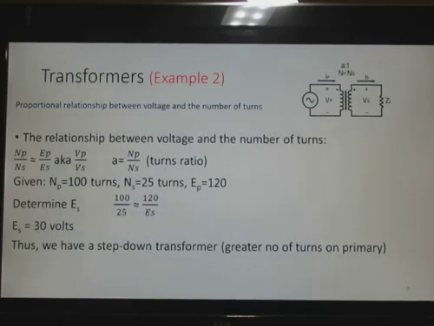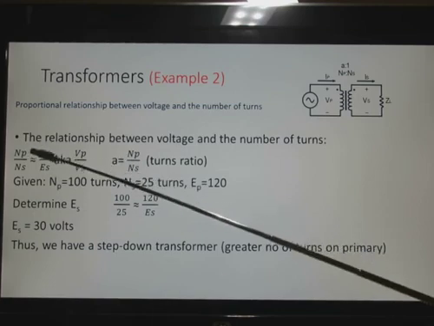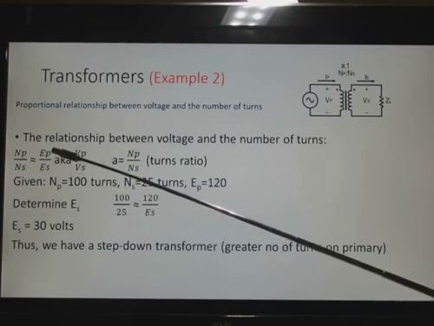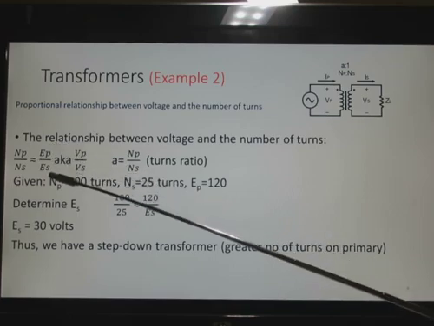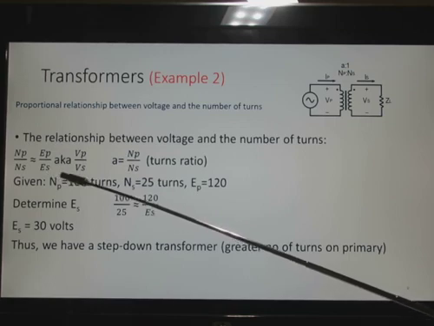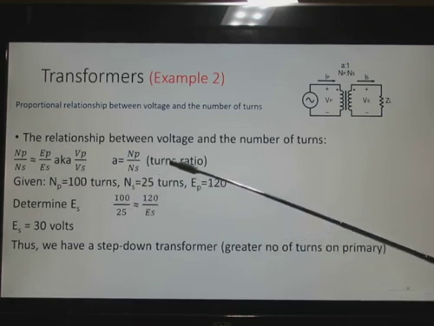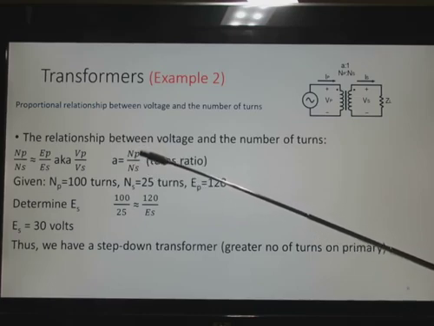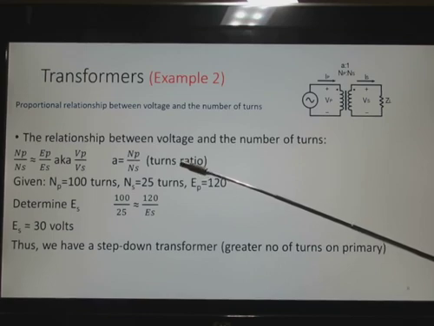Here are some important mathematical relationships between the entities, and as we talked about, the number of turns in the primary over the number of turns in the secondary is approximately equal to the primary voltage over the secondary voltage. The turns ratio is known as the number of primary turns over the secondary turns.